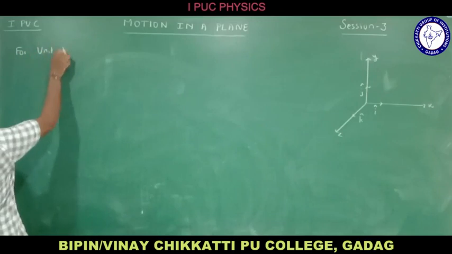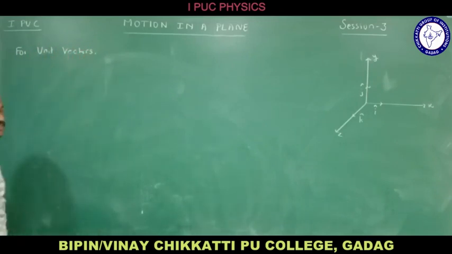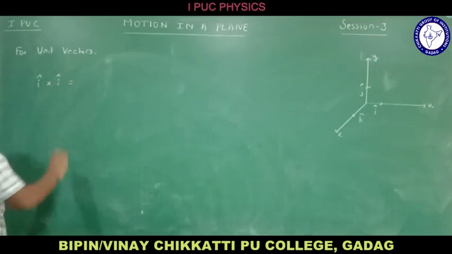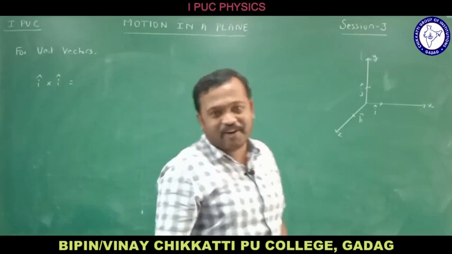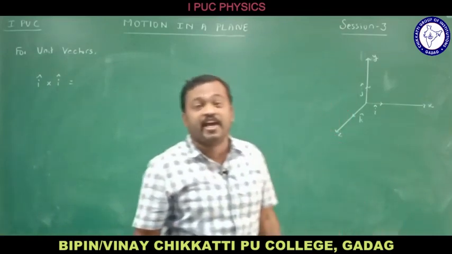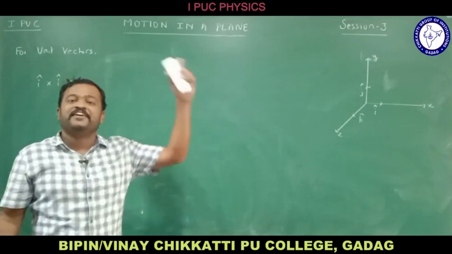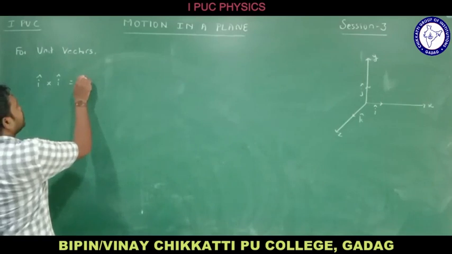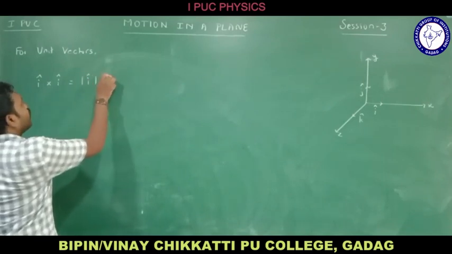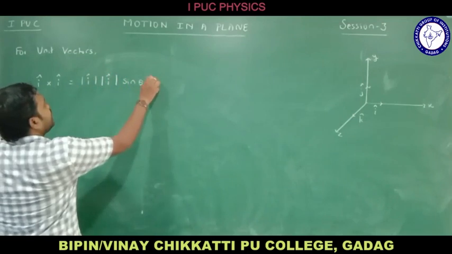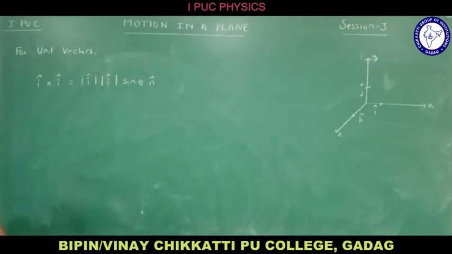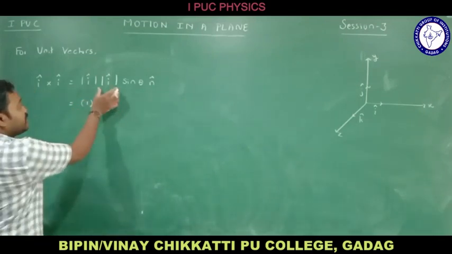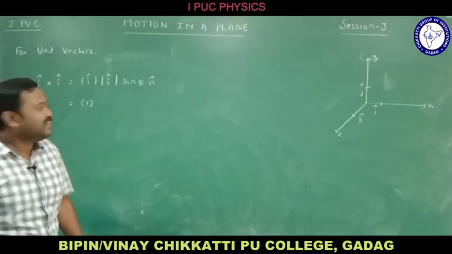Now let us find the first one. For unit vectors, let me take the cross product. First of all, let me write I cross I. Do you remember? Earlier I took I dot I. Now I am taking I cross I. What is the formula for A cross B? Modulus of A, modulus of B, sin theta n cap. So what is I cross I? That is modulus of I, modulus of I, sin theta n cap, right? That is equal to, what is modulus of I? 1, because it is a unit vector. What is the magnitude of a unit vector? I is a unit vector, right? That is why I have written cap on it.